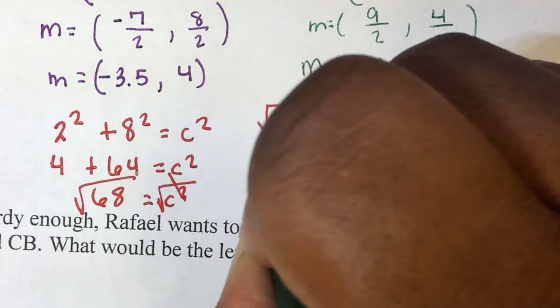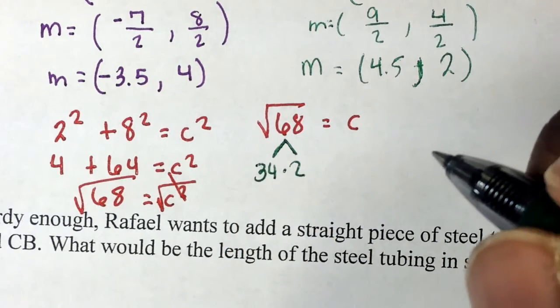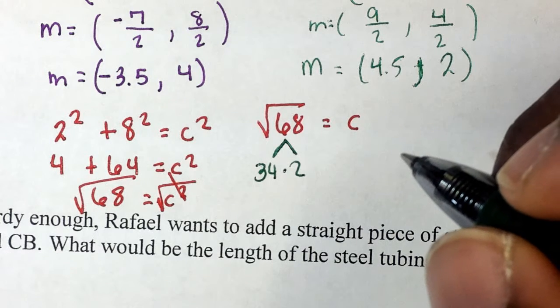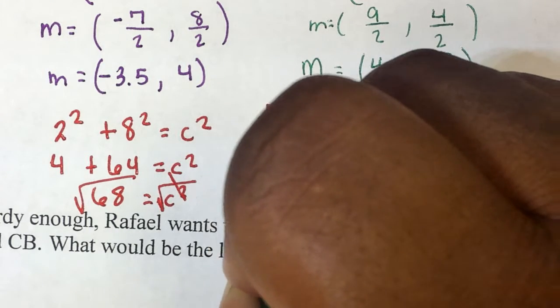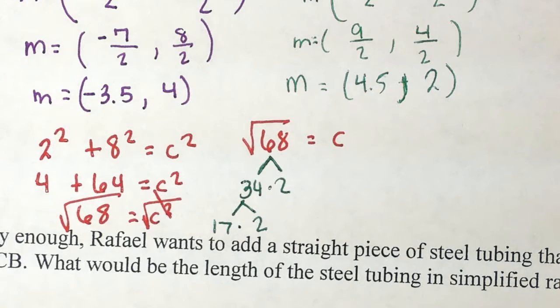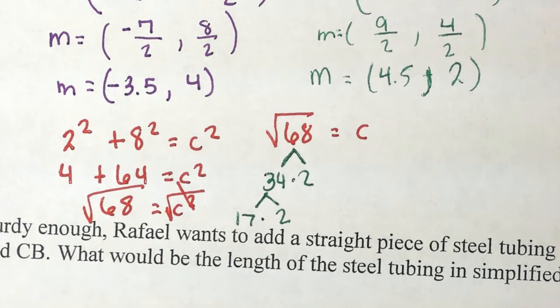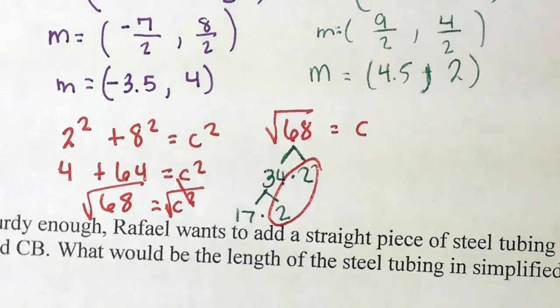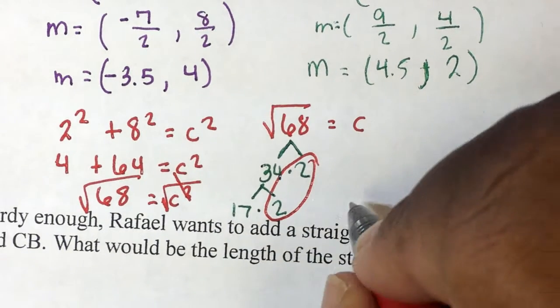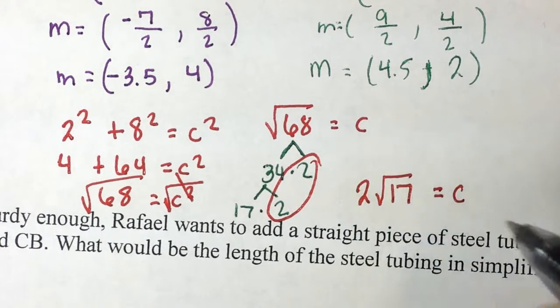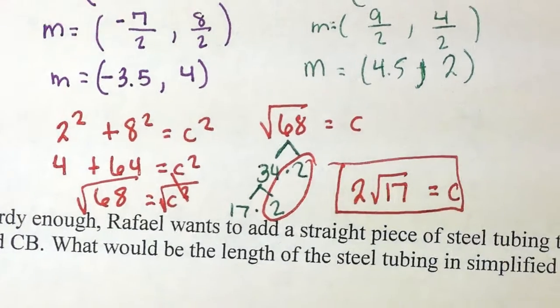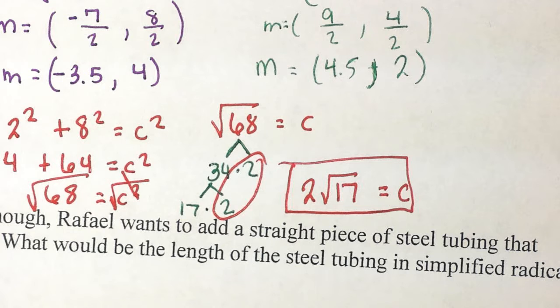So 34 times 2 here. Then after that, 34 can be broken down as well. What's half of 34? So 17 times 2. You follow me? Then from there, what double numbers do we have? I'm asking what double numbers? The 2's, right? So when I rewrite the simplified radical, how am I rewriting it? 2 square root 17, yeah? Equals C. So that's going to be my answer. That's my simplified radical right there. And then that's what you're going to put in that box down there. That will be the length of the steel tubing in simplified radical form. 2 square root 17.